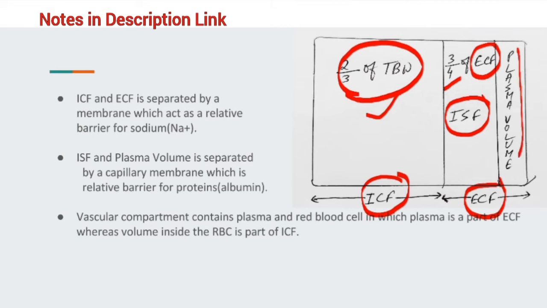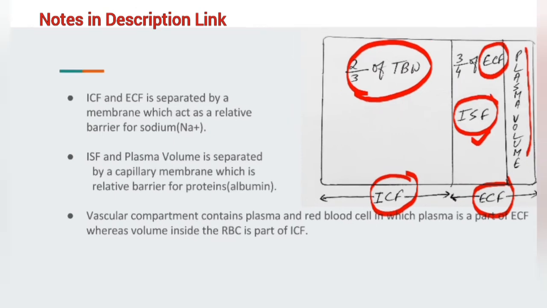So what is interstitial fluid? Interstitial fluid or tissue space is the medium which provides the exchange of gases and nutrients of the cell. And as you know, the plasma volume is present in blood, which contains proteins like fibrinogen, globulin and albumin.